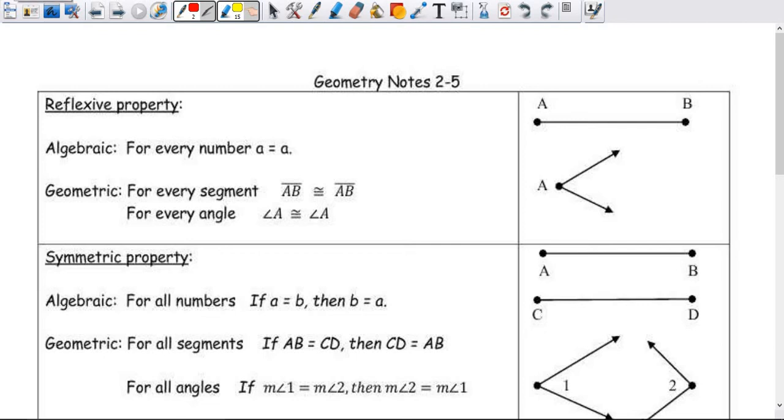All right, let's start section 2.5. This is where we're going to get into proofs. So we're going to go over some properties that should be familiar from Algebra 1.